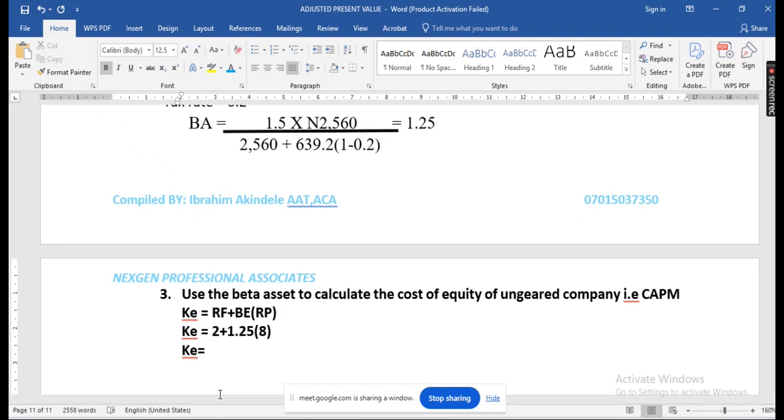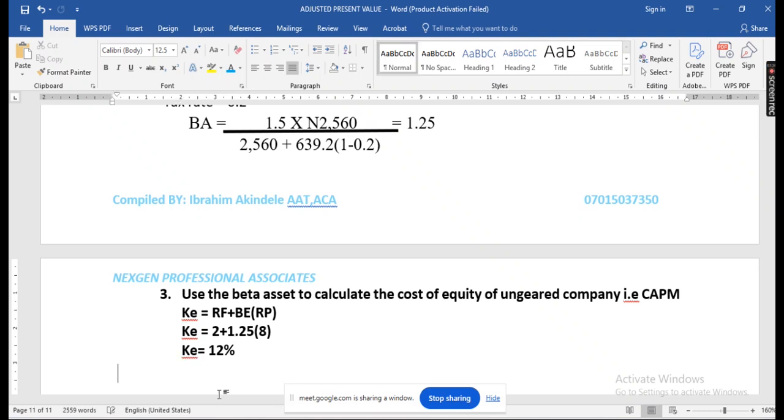What is the cost of equity? 12%. Okay, so the cost of equity is 12%. Now, this is the cost of equity of the ungeared company that we will use to discount the base case NPV.